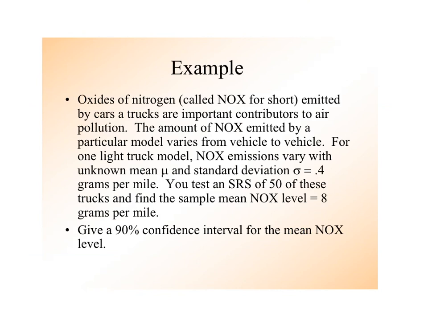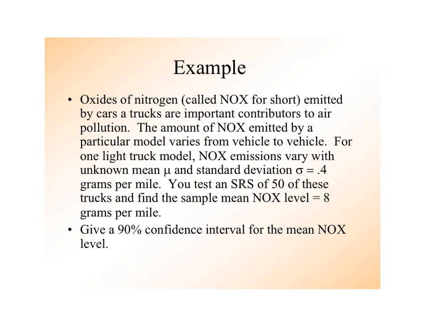Let's look at the first example. Again, I gave you guys a handout, and this is the first example on the handout. And it says, oxides of nitrogen, called NOx for short, emitted by cars and trucks, are important contributors to air pollution. The amount of NOx emitted by a particular model varies from vehicle to vehicle. For one light truck model, NOx emissions vary with unknown mean and standard deviation of 0.4.